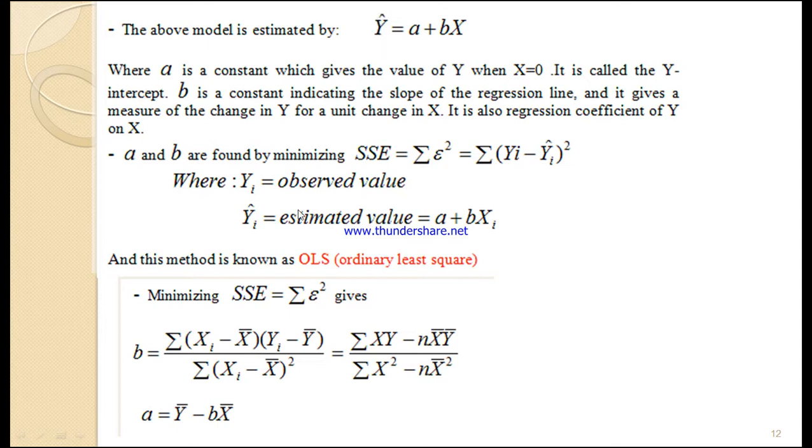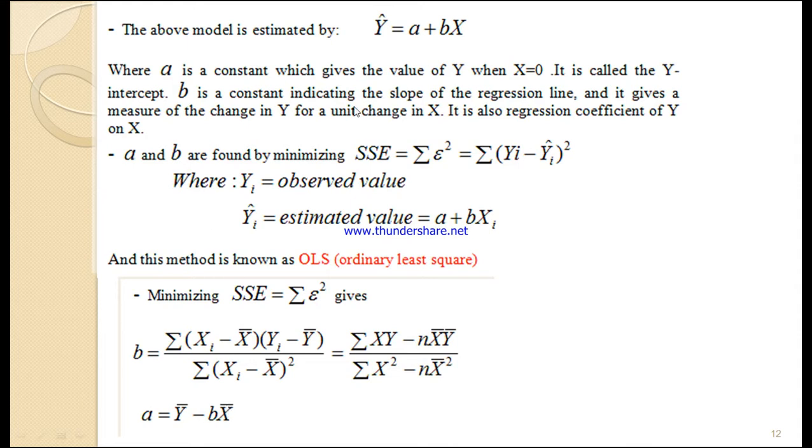From this slide or formula, we need to understand the estimated model for the dependent variable, y hat, which is given as y hat equals a plus b times x. When we calculate a, we use this formula: a equals y bar minus b times x bar, where y bar is the mean of the dependent variable and x bar is the mean of the independent variable.